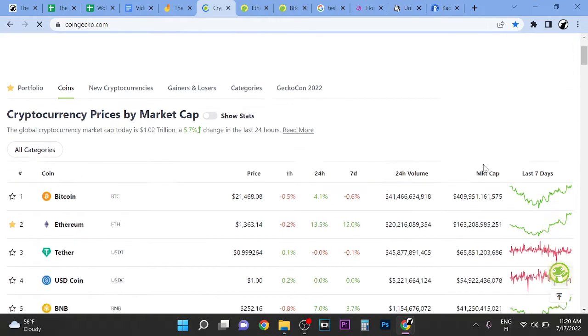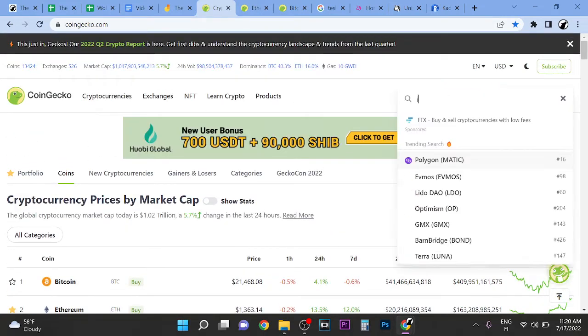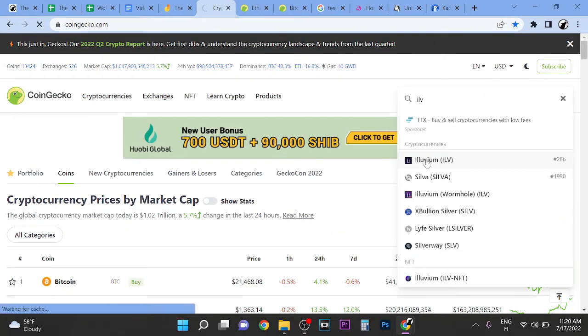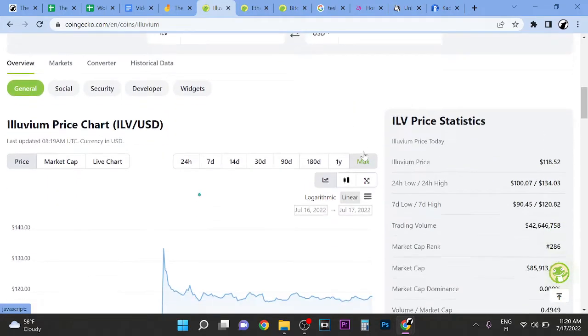This is a weekly Illuvium price prediction. So right now, if you look at the markets, we have had a little bit of relief rally here. But Illuvium is a blockchain game. I think it is the best blockchain game out there right now. I've been looking at it and it looks great. So I've been playing it.